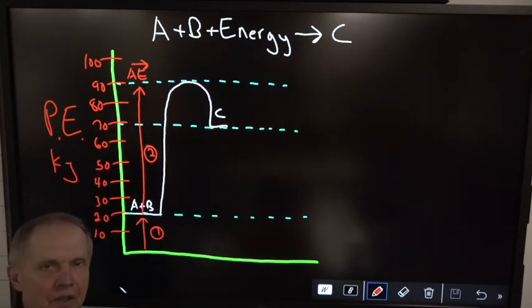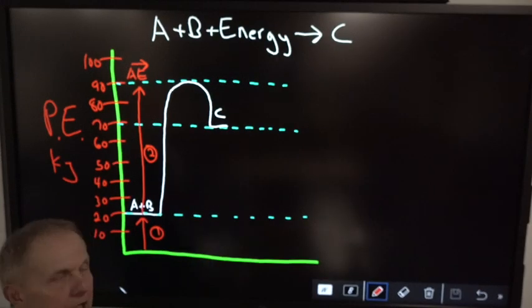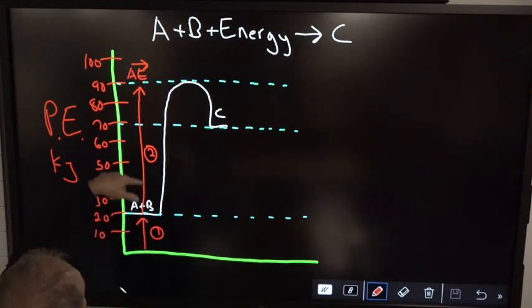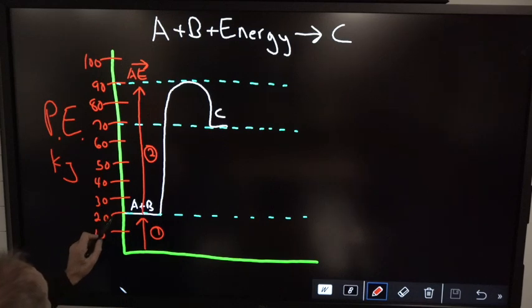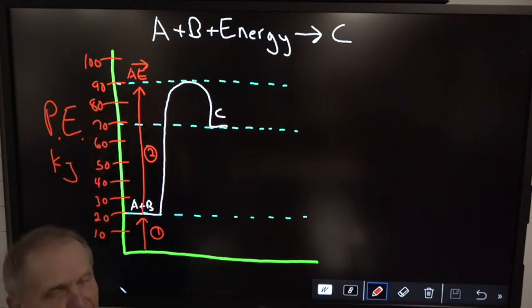Remember, activation energy always breaks the old bonds. That's what it's needed. If you want to break a bond, you got to put energy in. So the activation energy for this is from 20 to 90. So the activation energy for this is 70 kilojoules.